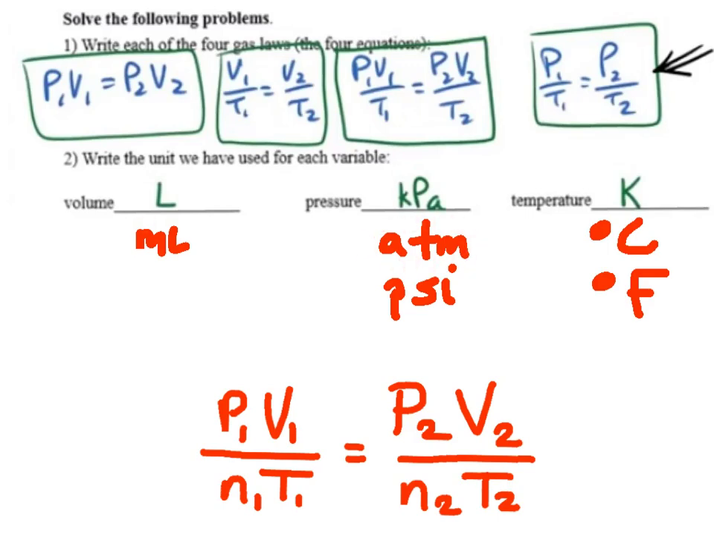Atmospheres, this is the amount of pressure that our normal atmosphere puts on us from the air at sea level. And so if you think about our normal atmosphere, that would be equal to 1 atmosphere. Here you got PSI, pounds per square inch. That's the customary unit. We probably won't use that much. And then of course you guys are familiar with Celsius and Fahrenheit.